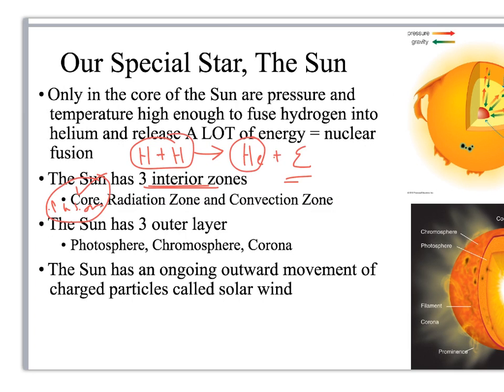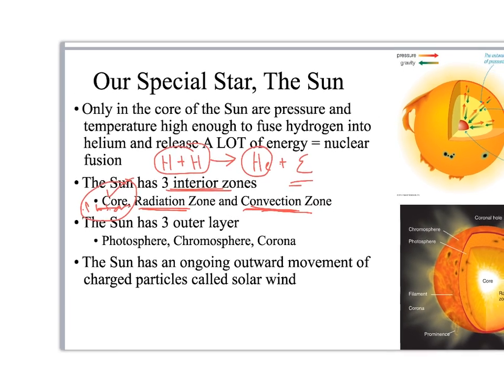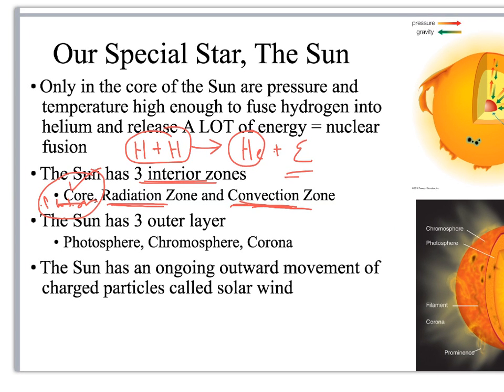So that's the middle of the sun, the core. Then outside the core we have the radiative or radiation zone. Outside the radiative zone we have the convection or convective zone. Once you get out to the surface of the sun, you're on what we call the photosphere, and beyond the photosphere we have the chromosphere, and beyond the chromosphere we have the corona.